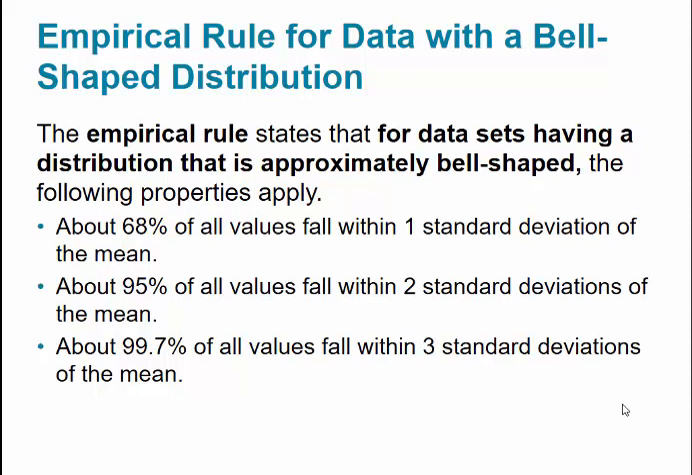About 68% of all the values fall within one standard deviation of the mean. About 95% of all the values fall within 2 standard deviations of the mean. And about 99.7% of the values fall within 3 standard deviations of the mean. What that tells us is that anything greater than 3 standard deviations or lower than 3 standard deviations from the mean, the probability of that is really small, and those are really extreme values.